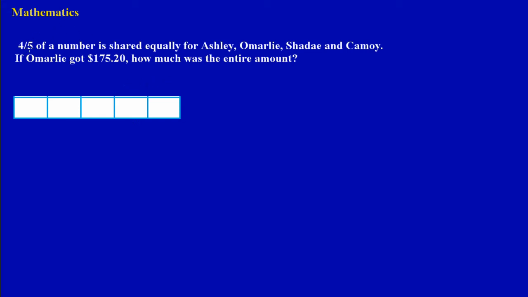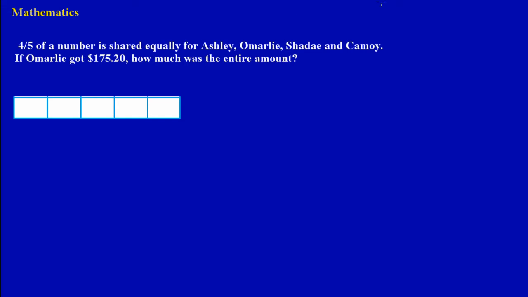Now, what they're saying here is 4 out of 5. I have a total sum of money, and out of a total of 5 parts in the whole, I have given away or shared among 4 persons 4/5. Now let me change my color a bit.